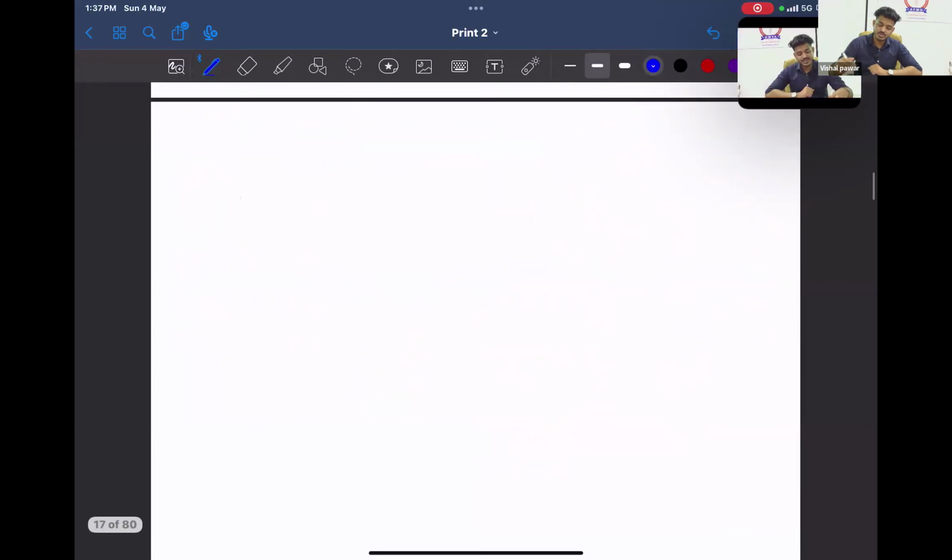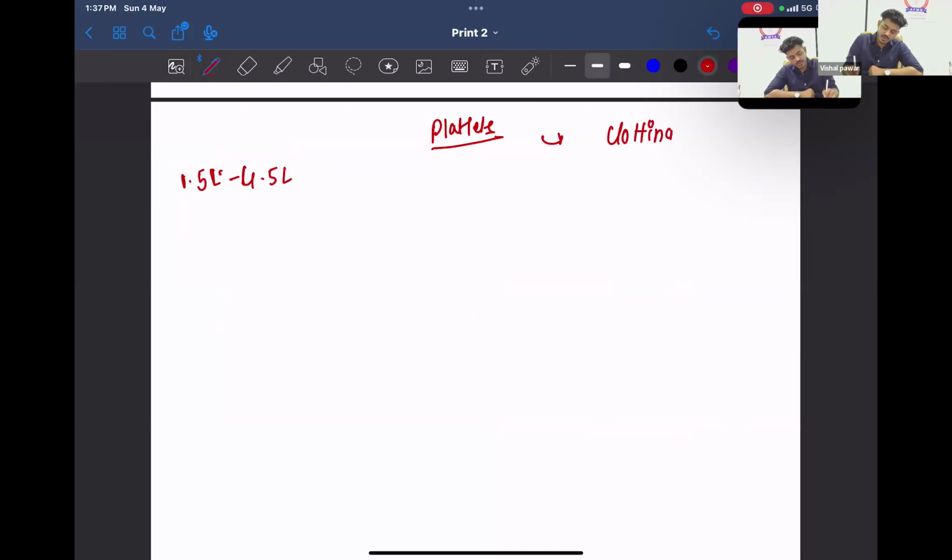Apart from WBC, we also have one more cell. This is going to be your platelet. The number of platelets is going to be how much? 1.5 lakhs to 4.5 lakhs. This is the normal level of platelet count. Platelet has a function in clotting. It is going to do clotting. It is going to make primary hemostasis. It is going to stop the blood.